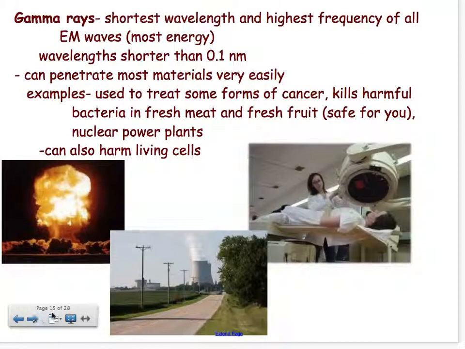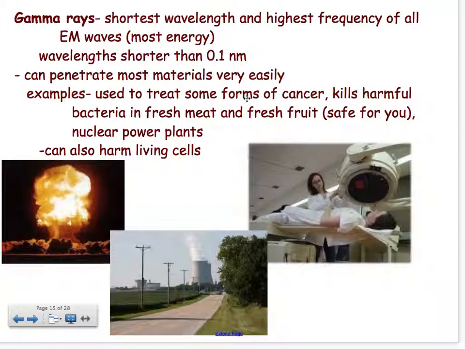And then the last one are gamma rays. This is the highest frequency of all waves. It's the most radioactive because it also has the most energy. This type of wave can penetrate most materials very easily. An X-ray penetrates soft tissue very easily, but not harder tissue like a bone, whereas a gamma ray can easily go right through that. Again, good and bad here too.